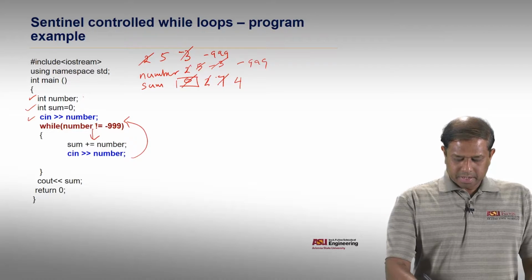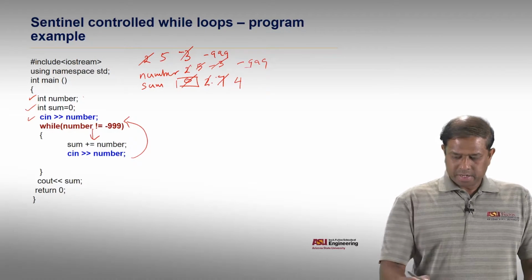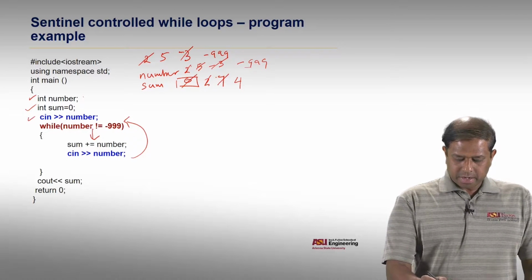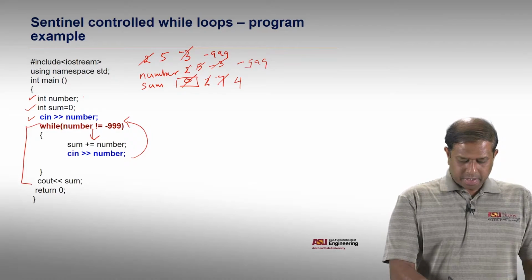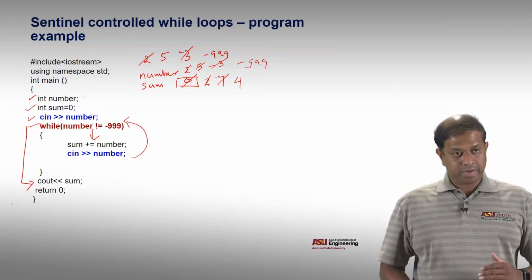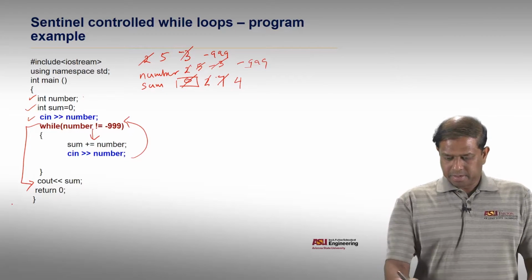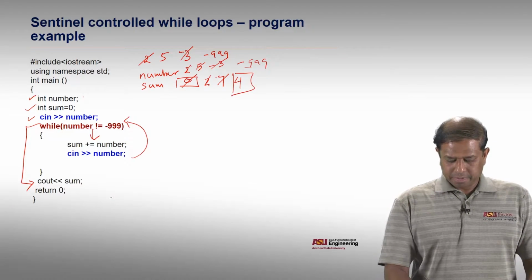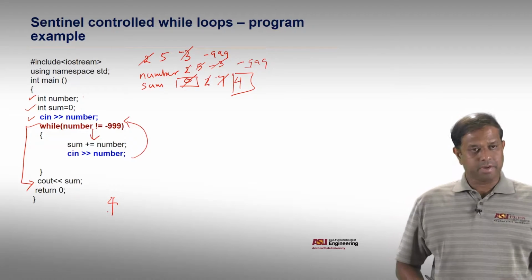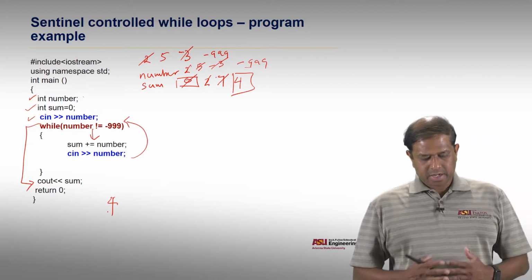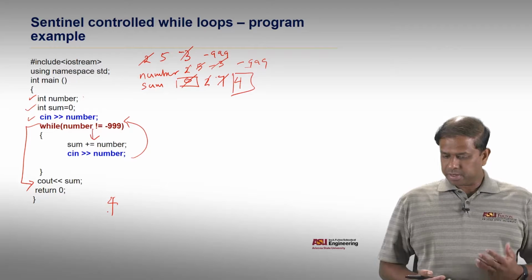So when you go back, number equals minus 999 at this point, so number not equals to minus 999 is false, so then we get out from it. At that point we see the sum, so then we will be displaying 4 as the output from this program. So that is essentially how this loop is going to work, right?